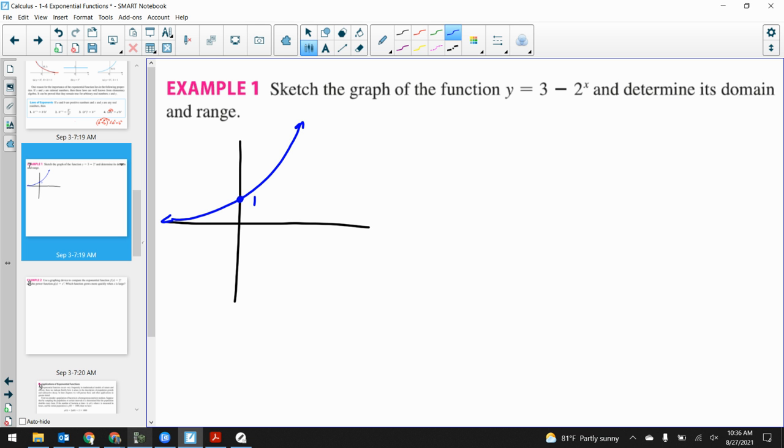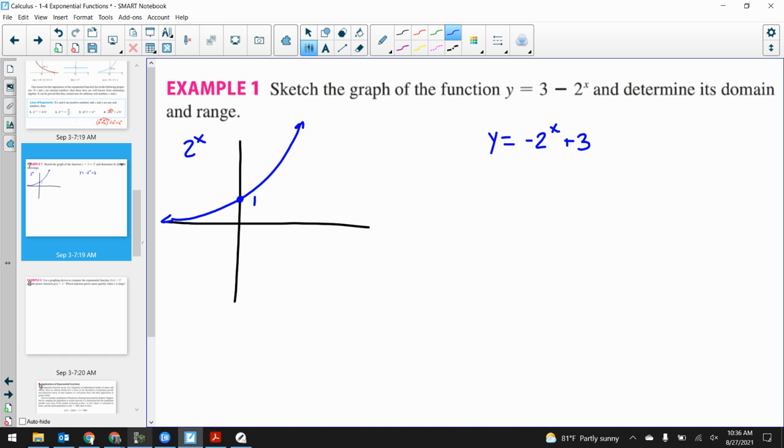Okay, so there's our parent 2 to the x. Right, this is just 2 to the x. There's a couple ways we can think about it. I would tend to reorder this. I would say y is equal to negative 2 to the x plus 3. And then you have to think about, okay, what comes first? I see an up 3 and a reflection, right? Well, what should come first? Do I reflect first and then go up 3? Do I go up 3 then reflect, or does it even matter?